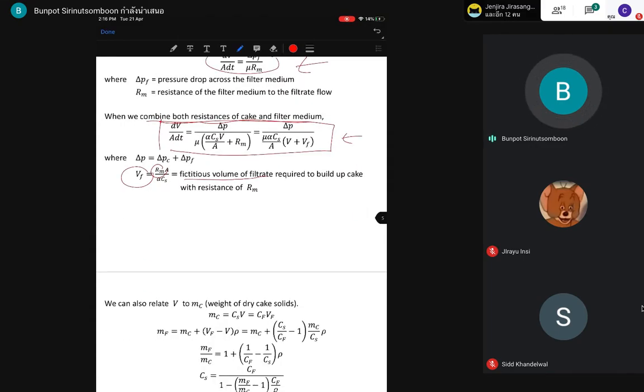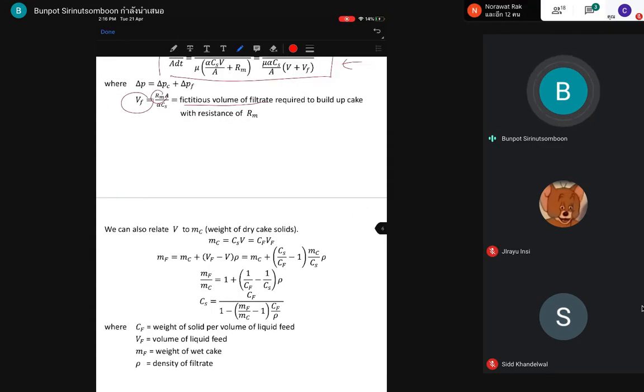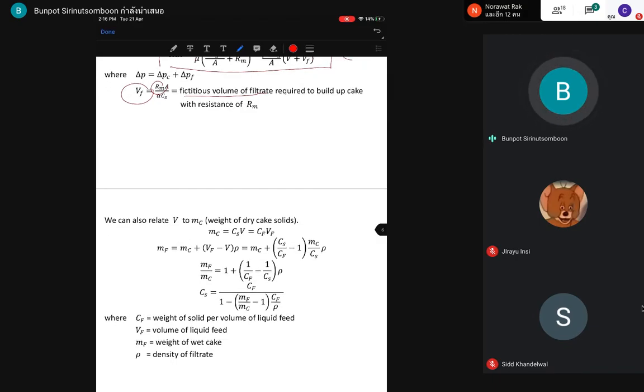Also, this is something extra. In some cases we are interested in the values of wet cake and dry cake. Dry cake means we look at just the solid accumulation of the cake, but usually the cake has some porosity. It has some voids, so it absorbs and holds some of the liquid.